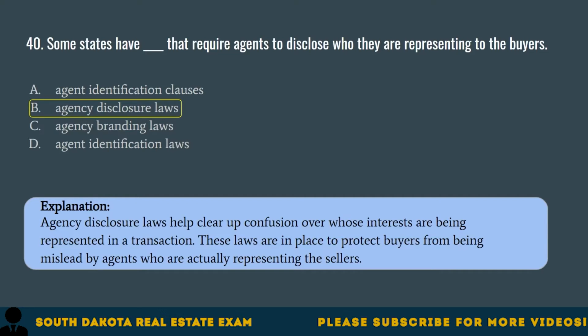These laws are in place to protect buyers from being misled by agents who are actually representing the sellers.